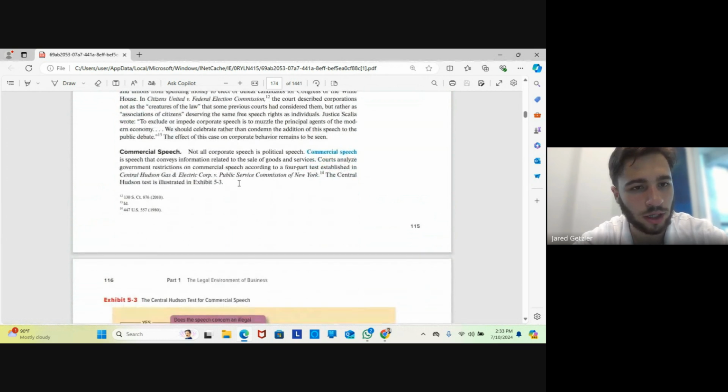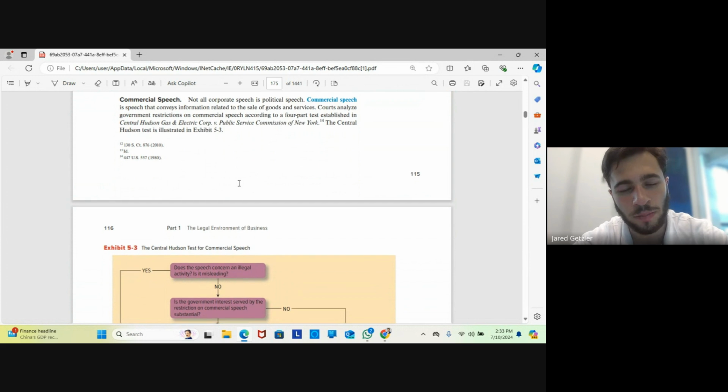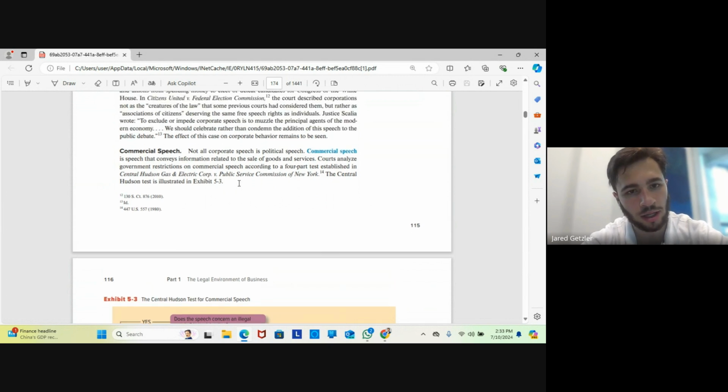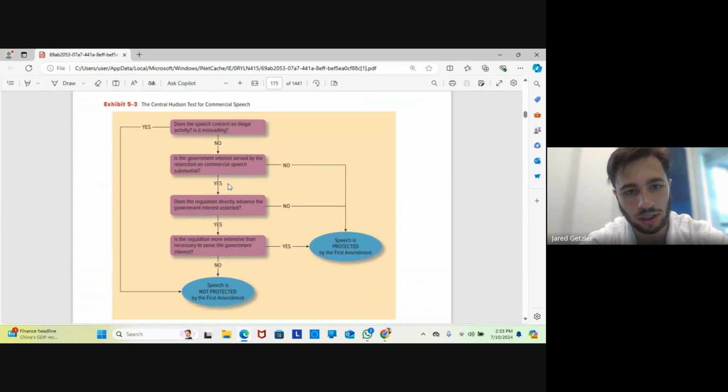So we also have commercial speech. Commercial speech is basically just advertising. It's speech that's going to convey information related to the sale of goods and services. So let's say, for example, I want to sell lawnmowers and I announce in a newspaper that I'm selling lawnmowers. That would be an example of commercial speech. Now, let's say I said my lawnmowers can cure cancer. Well, that commercial speech is going to be misleading because a lawnmower will never cure cancer. So that would not be protected under the First Amendment because it's misleading. And you'll see in this chart here, that's exactly the case.